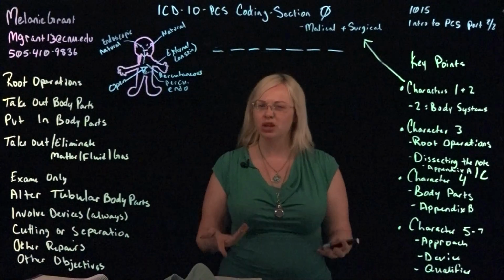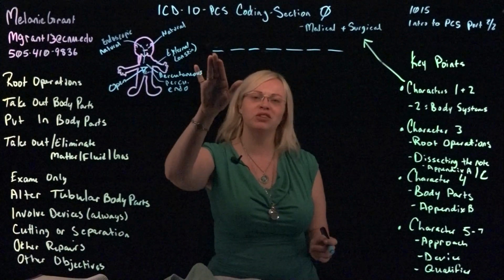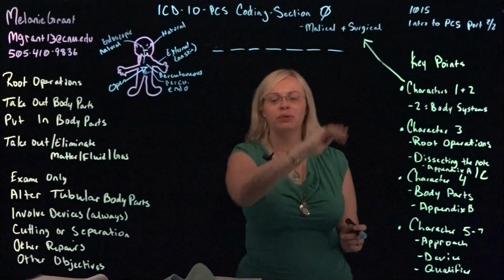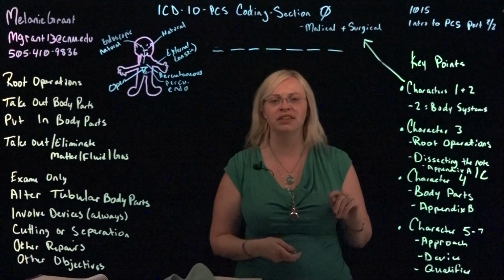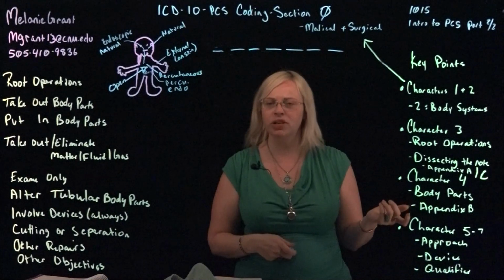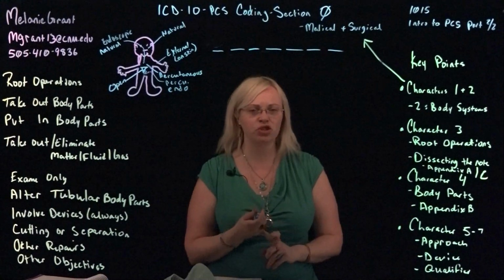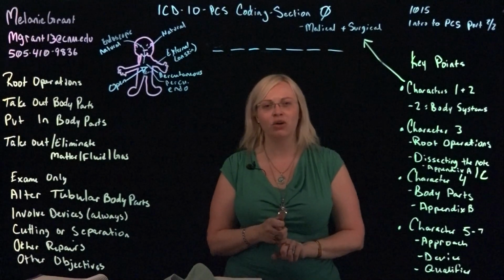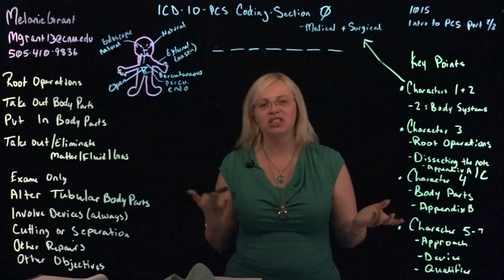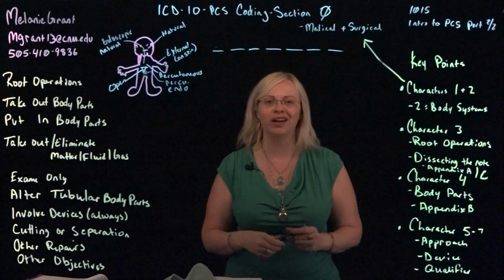To start, just a quick refresher. We want to remember that there's 7 characters identified within PCS coding. For a little bit more detail on that, make sure you look at the last video as a refresher to look at details on the structure and organization of your PCS codebook, how to identify a code within a table, and just a little bit of overall information on guidelines.